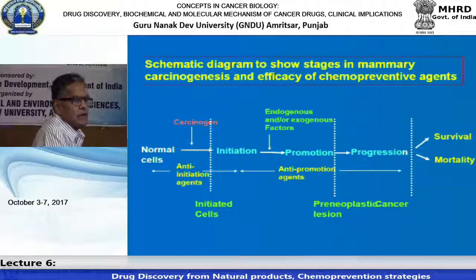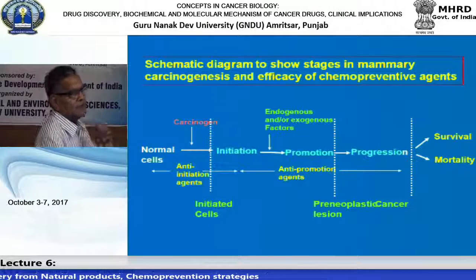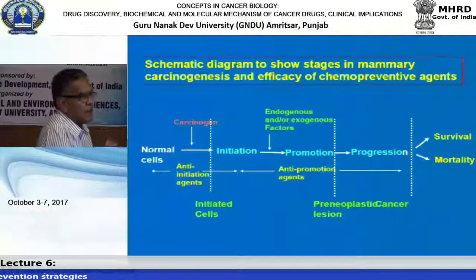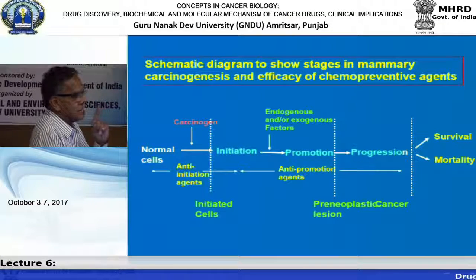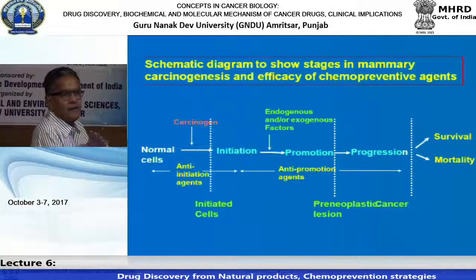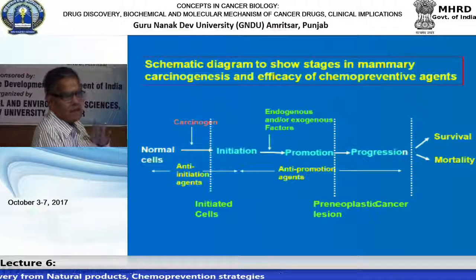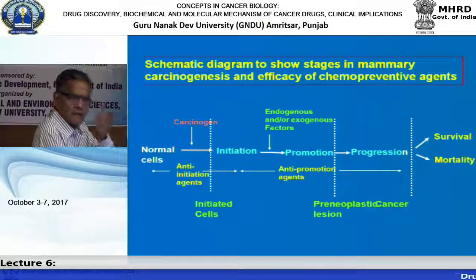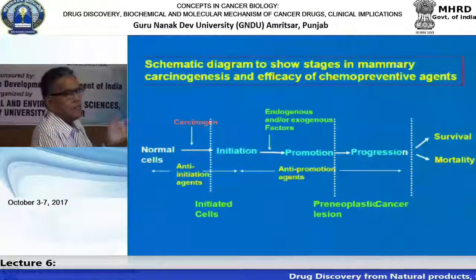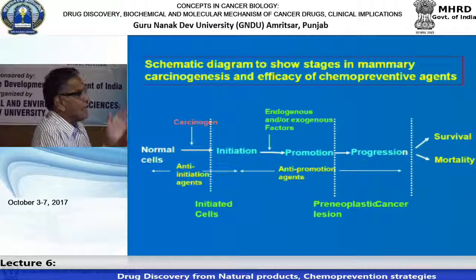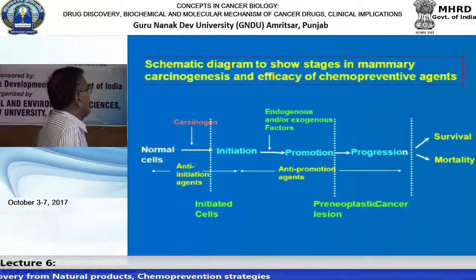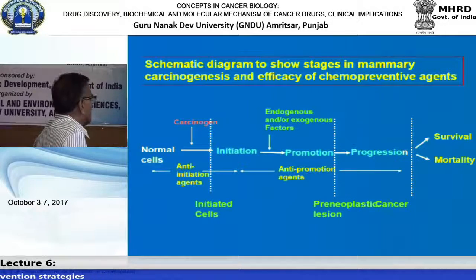So in an experimental model, you give a carcinogen, like MNU, which induces mammary cancers with a single injection. So you give a single injection, you wait a few days. Usually we start after a week of the carcinogen treatment. And then the promotion is going to start. So at that time, whatever compound we give is called an anti-promotional compound, right?